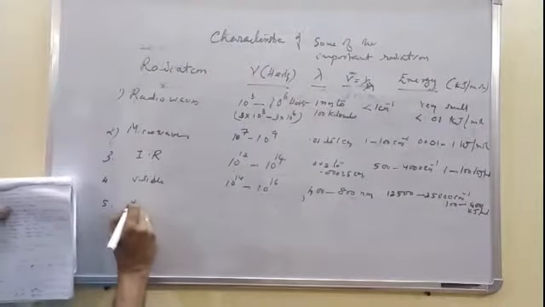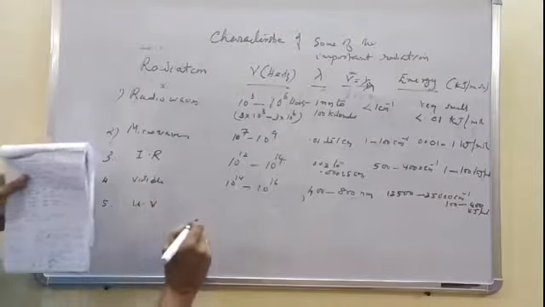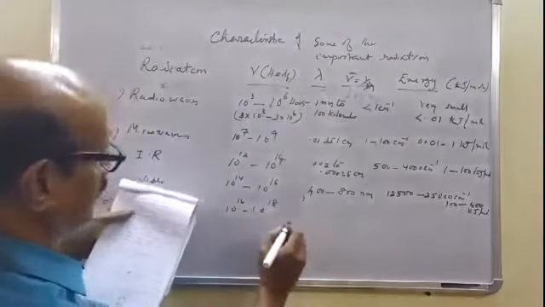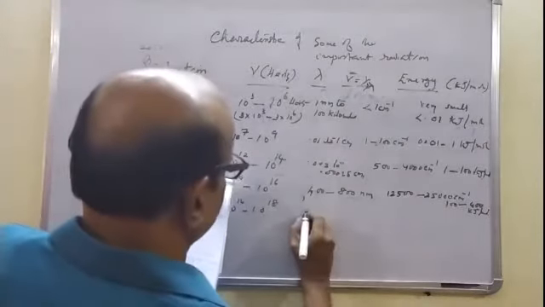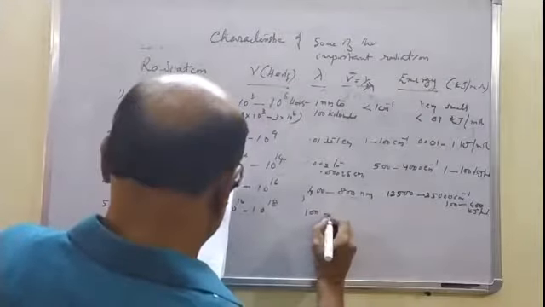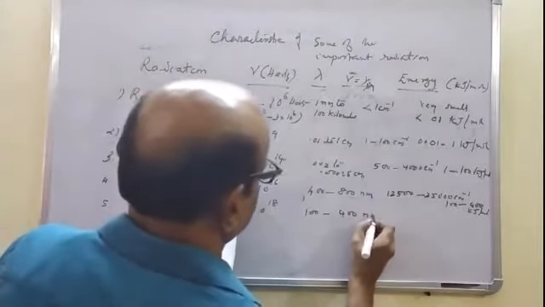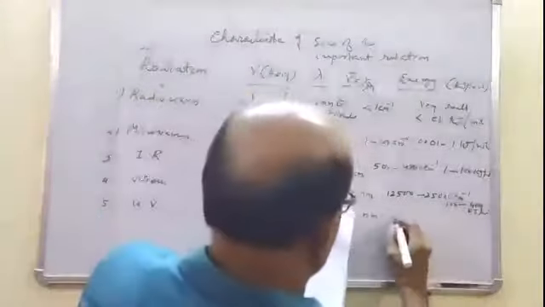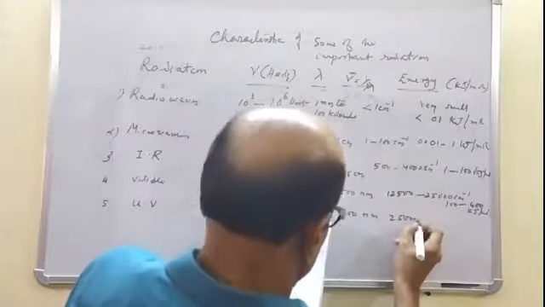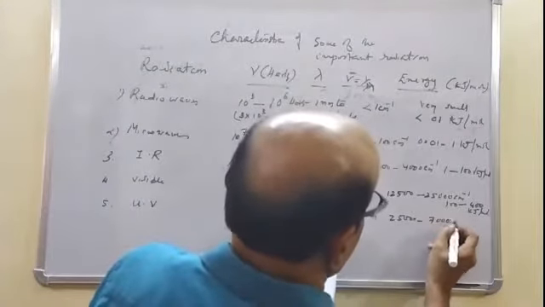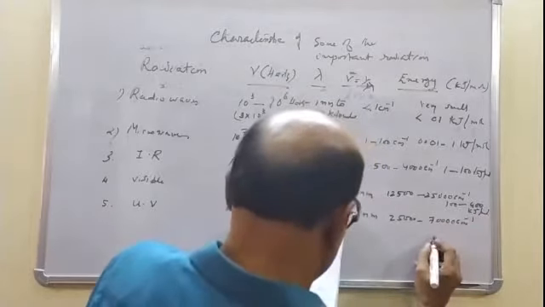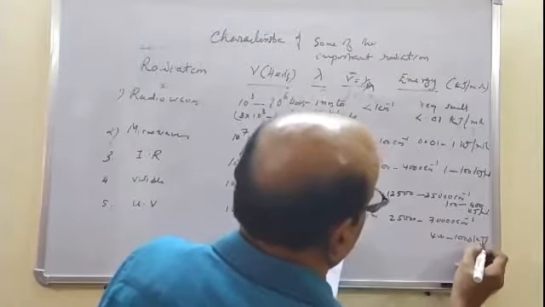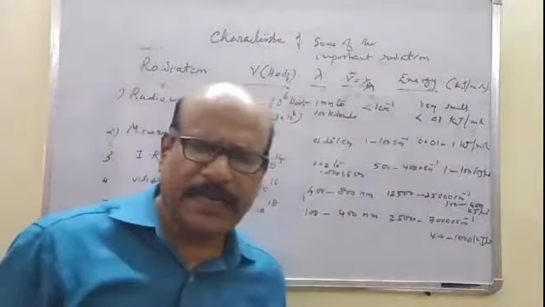Then visible, then our UV, ultraviolet, cycles 10⁻¹⁶ to 10⁻¹⁸ cycle per second. The wavelength comes to be about 100 to 400 nanometer, okay. And the wave number 25,000 to 70,000 centimeter inverse, and the energy now becomes 400 to 1000 kilojoule per mole. So these are the characteristics.